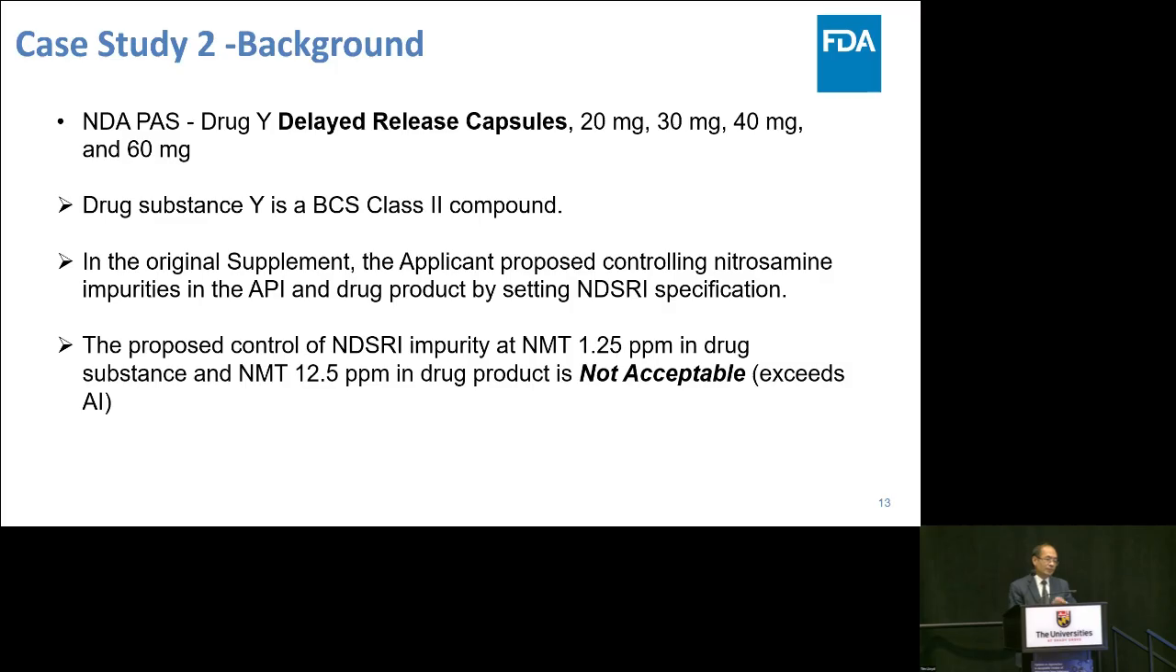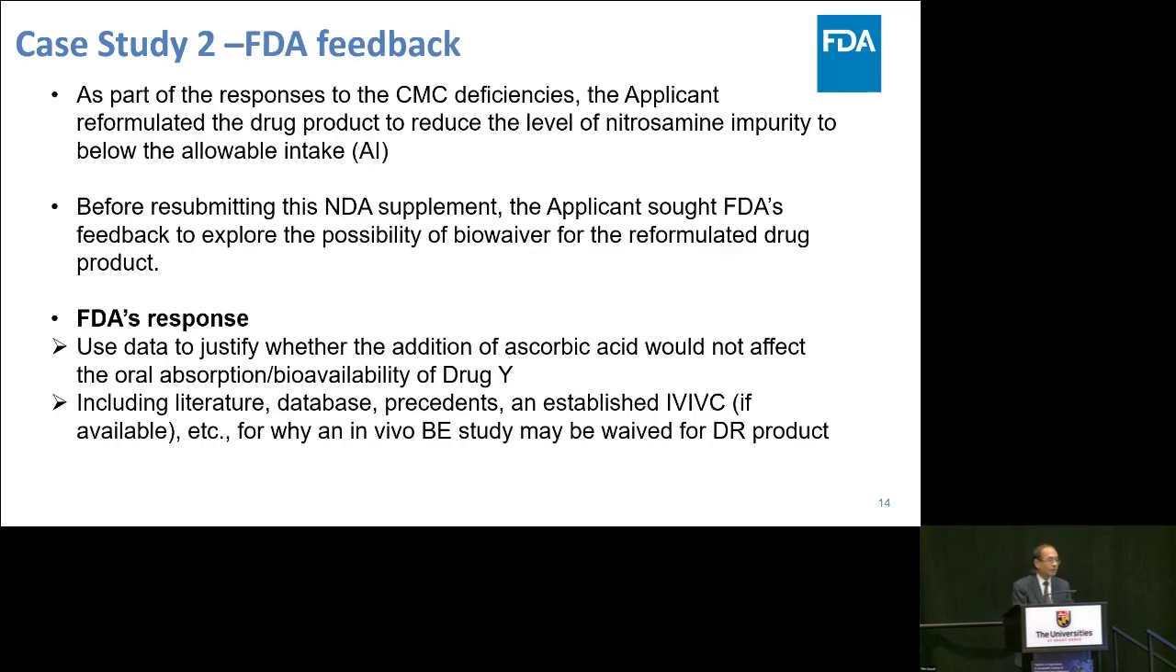In the original supplement, the applicant proposed controlling this nitrosamine impurity in the API and the drug products by setting specification. However, CMC reviewers found this proposed specification is not acceptable because it exceeds acceptable intake limits. So to address the CMC deficiency, applicant reformulated the drug product to reduce the nitrosamine concentration to meet the AI criteria.